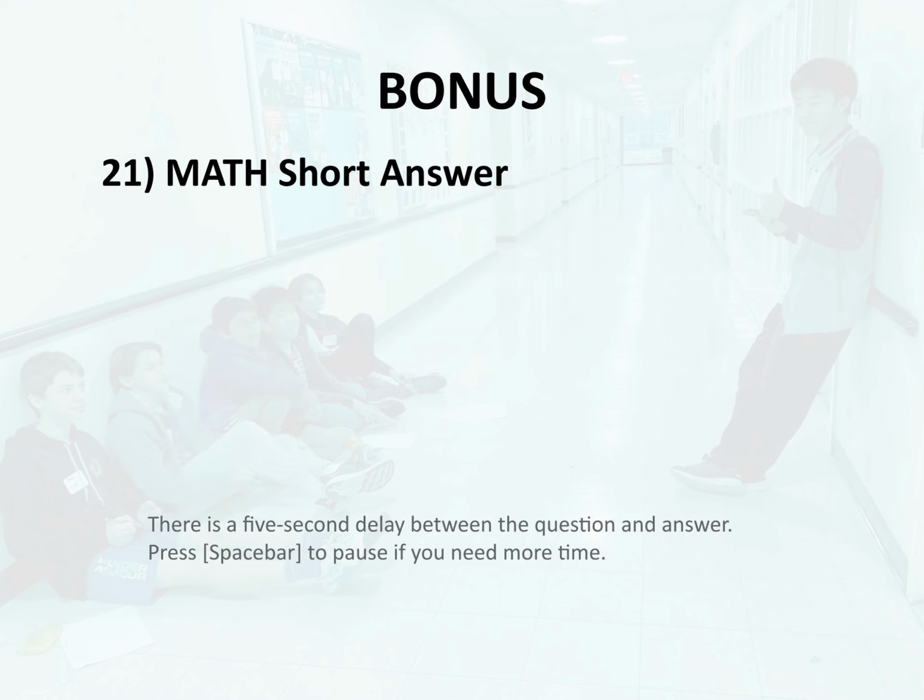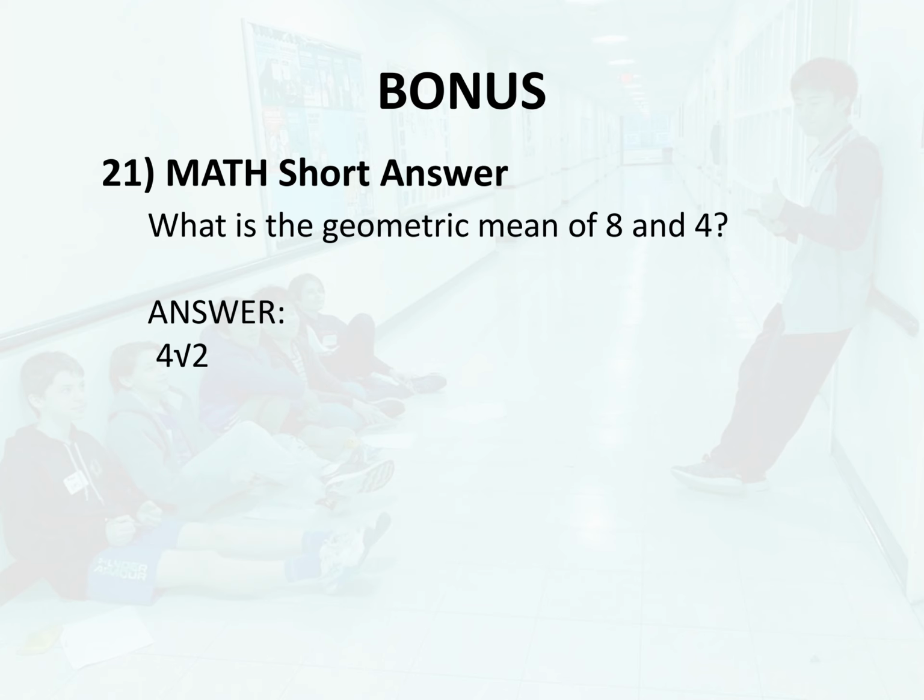Bonus 21. Math. Short answer. What is the geometric mean of 8 and 4? Answer: 4 times the square root of 2.